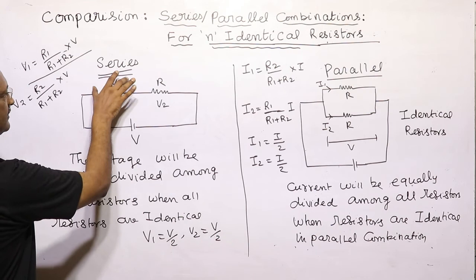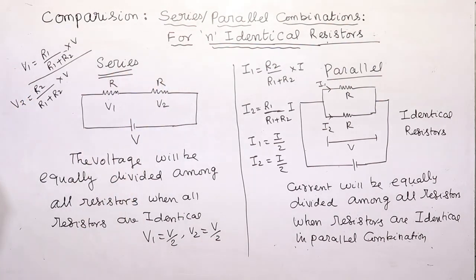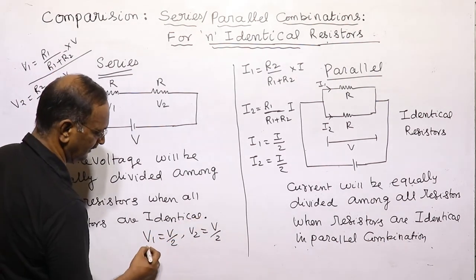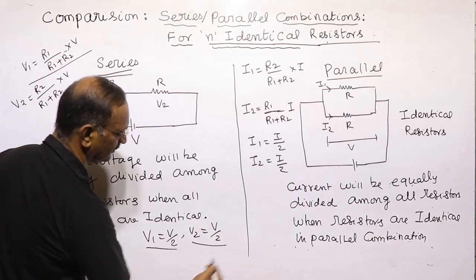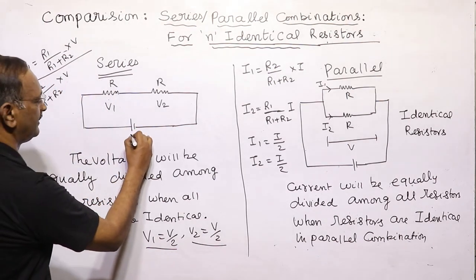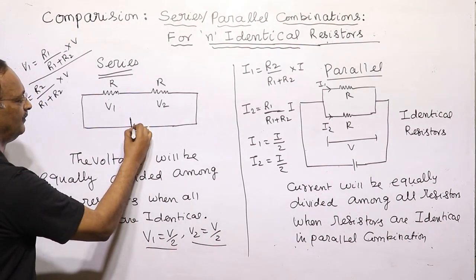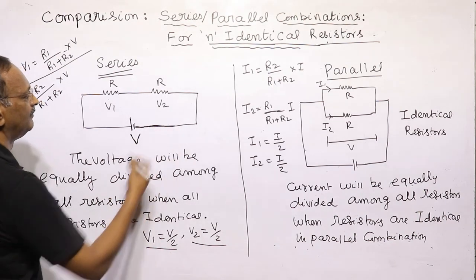This is the voltage across R1, that is R, voltage across R. The voltage will be equally divided among all resistors when all the resistors are identical. That is, V1 is equal to V by 2, V2 is equal to V by 2, where V is equal to the applied potential difference or applied voltage or applied EMF, whatever it is called from place to place.